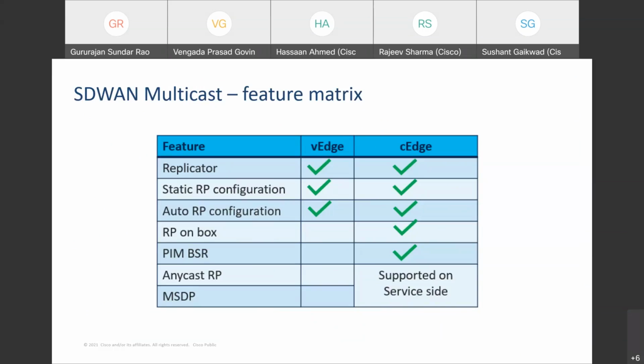But there are some points to note from the V edge perspective, where the V edge cannot be RP on a box, or the V edge does not support certain MSDP or PIM-BSR implementations because of historical reasons. But the C edges fully support those things. It is the point here to note that V edges can still be acting as replicators. Certain models of V edges can be replicators, and it still supports the LHR configuration, or the FHR configuration. So the V edge can host a source behind it or receivers behind it, and those nodes can be reused. And of course, it does work with the auto RP as well.